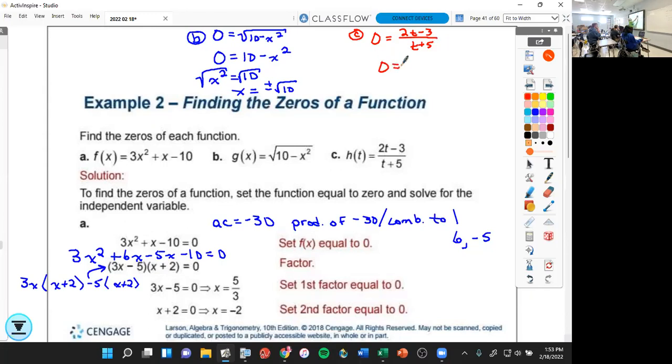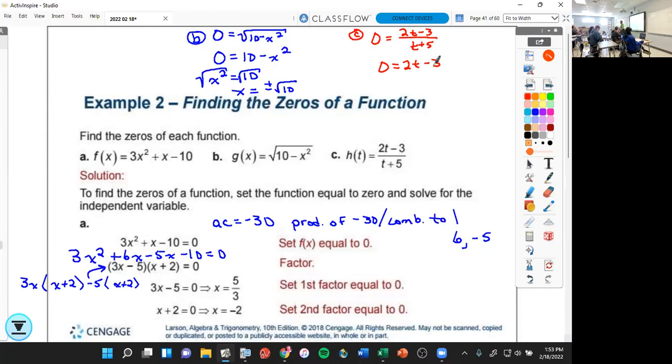So let's look at this. What were you going to say, Caddy? Would you not write that t cannot equal negative 5? I'm not trying to solve it right now. I want to know the zeros. Okay? So if I was solving, then yes, that's very important. If I wanted to know the domain, that's very important. But that's not what we're doing right now.